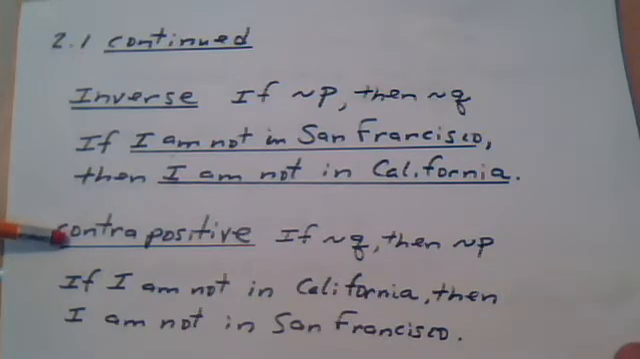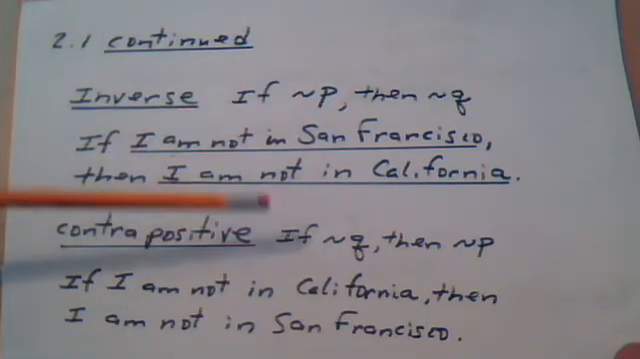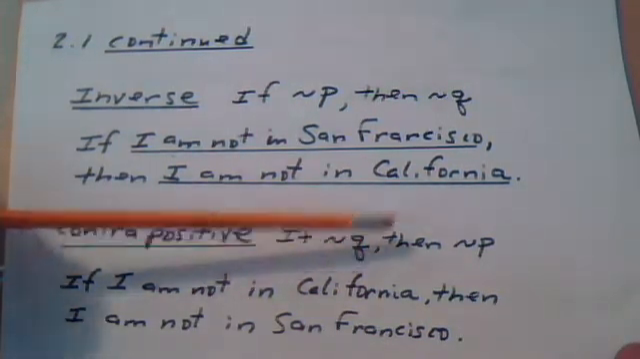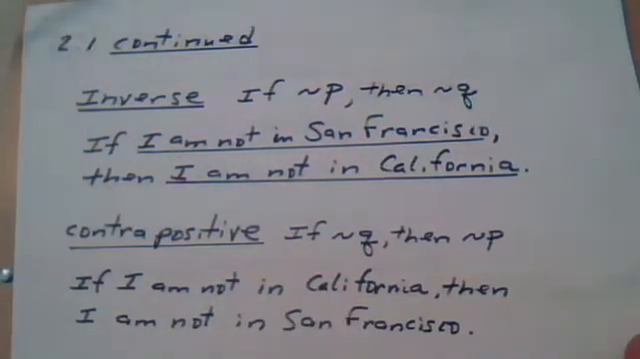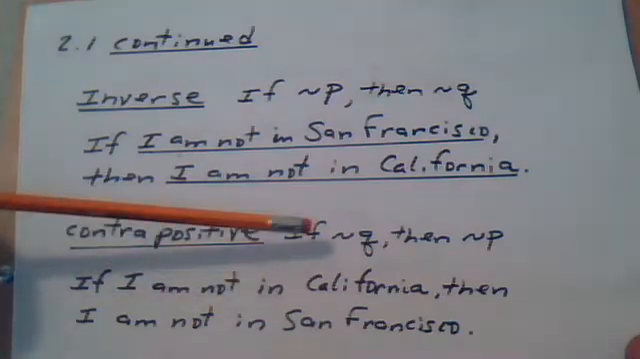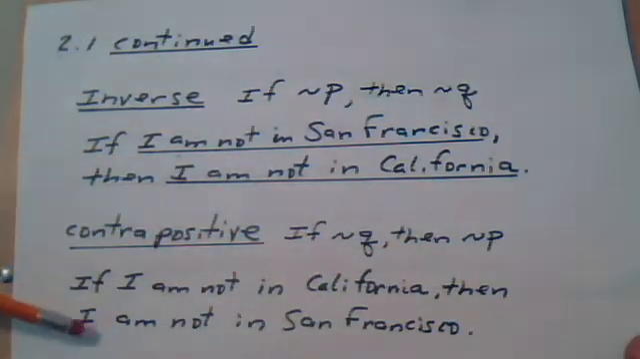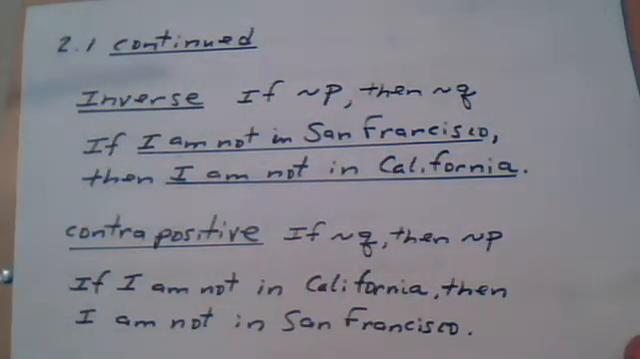For the contrapositive, it's if not Q, then not P. So now our statement reads, if I am not in California, then I am not in San Francisco.